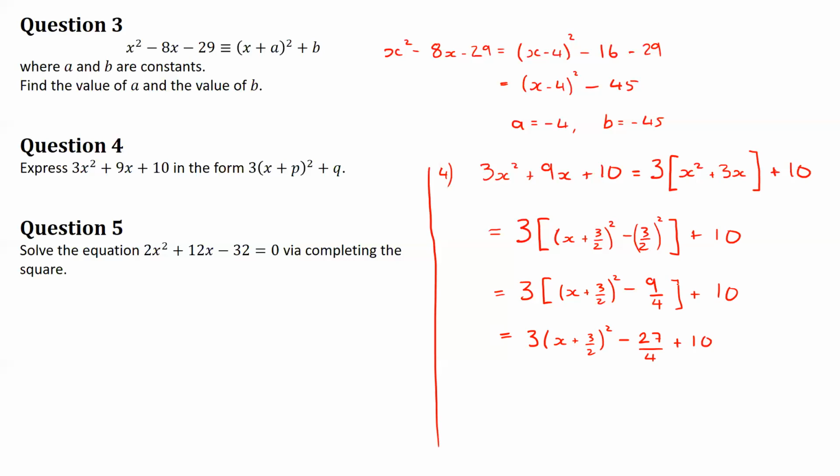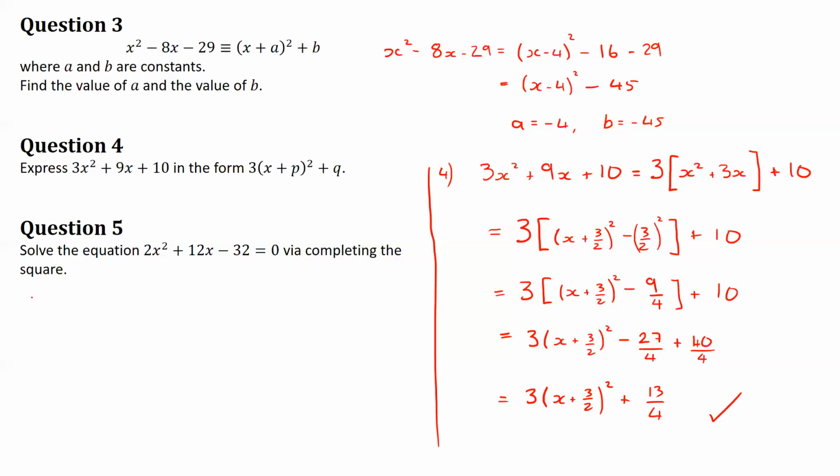So notice how the square bracket's now disappeared. I just need to tidy this up. Remember 10, I could have written as 40 over 4, just so I can start dealing with these fractions. So I'm just trying to deal with this as a non-calculator question. But if it is a calculator paper, obviously, just use that to help. So 40 take away 27 is 13. So I've just got a positive 13 over 4. Again, it's just asking me for it in that form. So that is now complete.